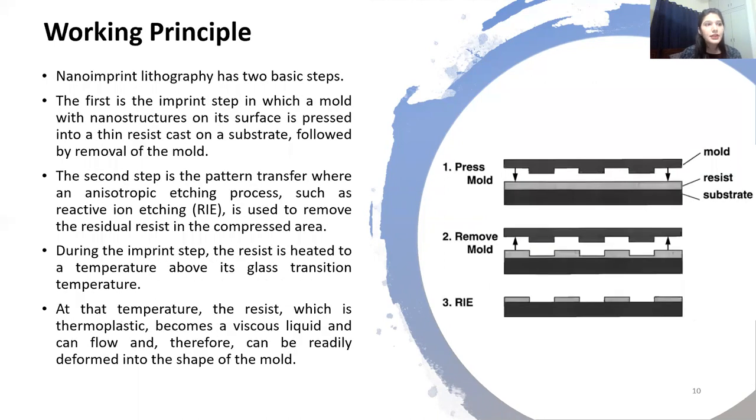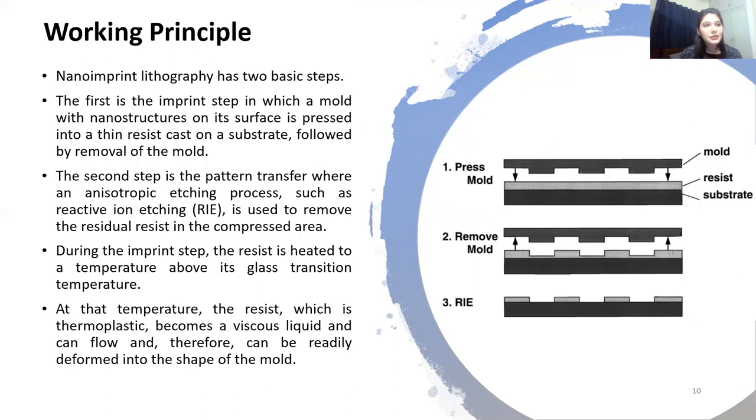In this paper, the author proposed two basic steps. The first is the imprint step, in which a mold with nanostructures on its surface is pressed onto a thin resist cast on a substrate, followed by removal of the mold. This step duplicates the nanostructures on the mold in the resist film. In other words, the imprint step creates a thickness contrast pattern in the resist.